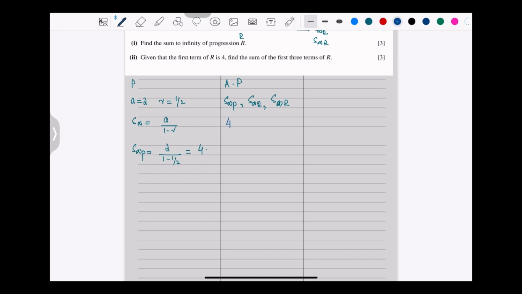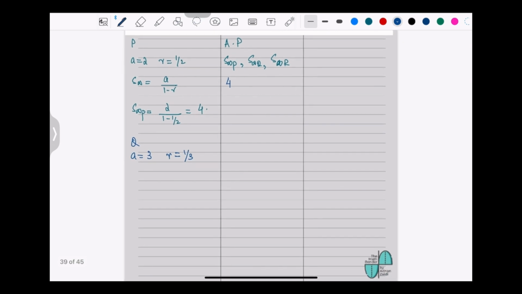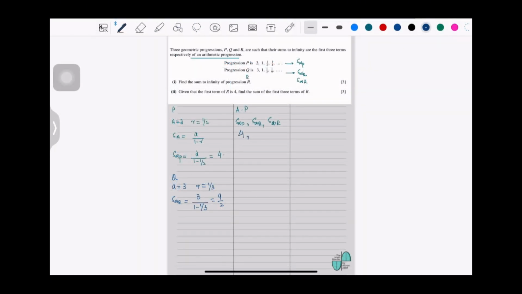Now looking at the second, for q, a is equal to 3 and r is equal to 1 over 3, and sum to infinity of q is going to be 3 over, I'm directly writing that down, 1 minus 1 over 3, which is 9 over 2. So that 9 over 2 comes here as the second term of that arithmetic progression.